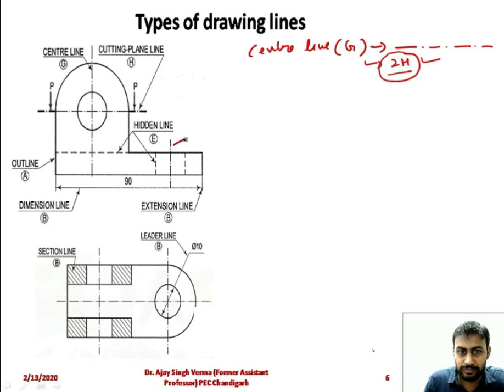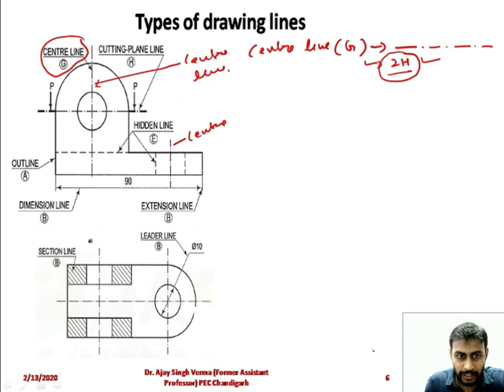Where the center line is, this one is the center line. This one is the center line. This one is also a center line. Here, this is already represented, center line. Sorry, I already double marked. This is also a center line, and this is also a center line.